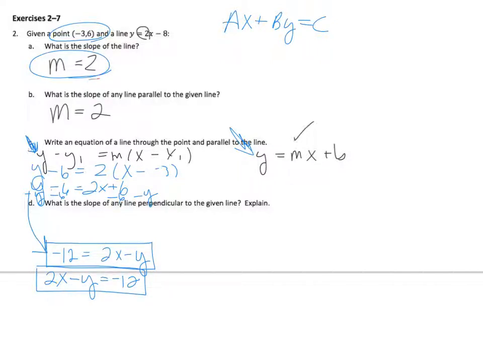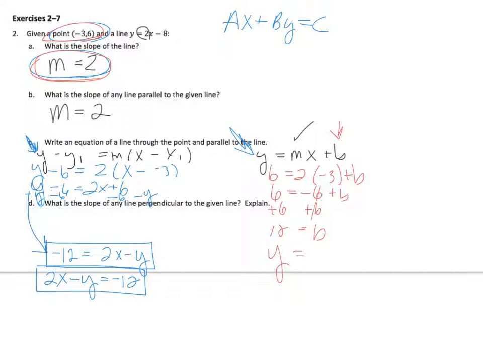So I take the same slope and the same point, and I need to solve for b. So 6 equals 2 times negative 3 plus b. 6 equals negative 6 plus b. Add 6 to both sides. b equals 12. And then I have my answer. Put it back into slope-intercept form.